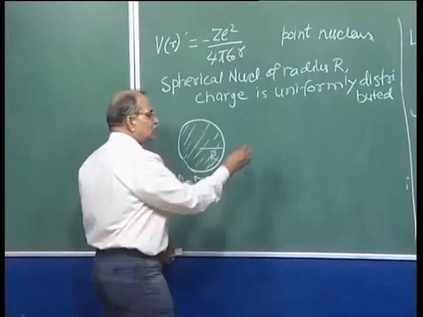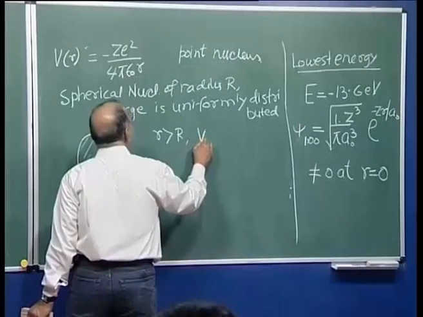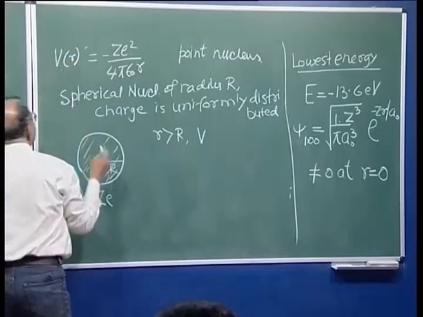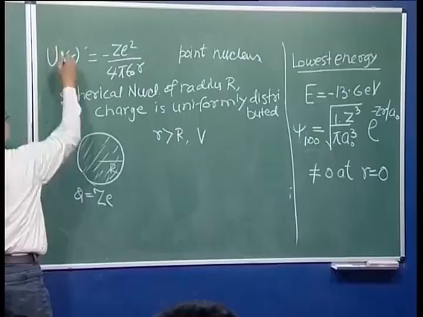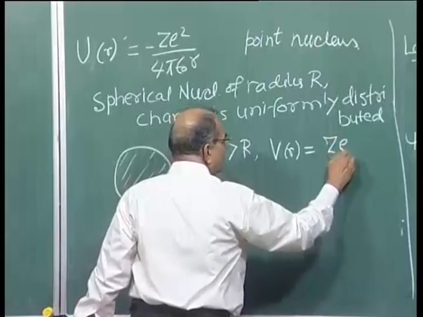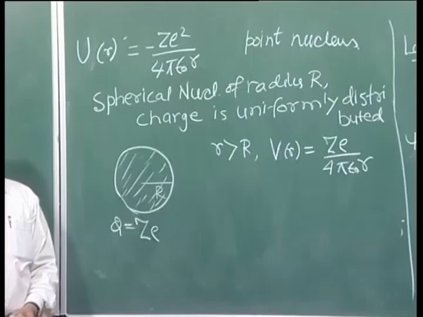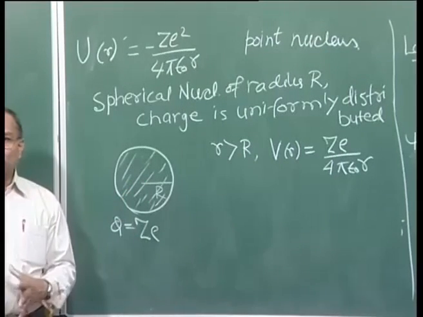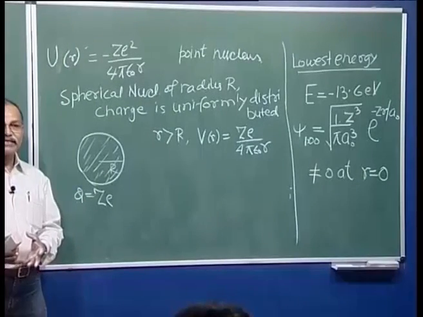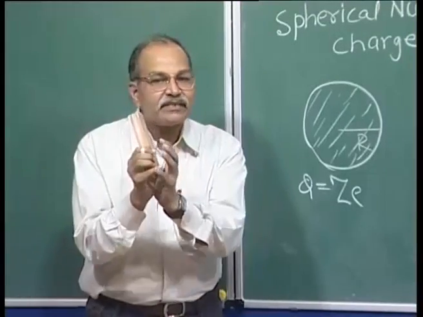So, for outside, for r greater than capital R, V, I am now writing for potential, not for energy. Okay, this is energy. So, let me give some other name. Let me call it U, potential energy. Here I am only writing potential. V at r will be Ze over 4 pi epsilon naught r. Right? This is because for an outside point, the spherical charge distribution can be considered to be a point, everything concentrated at its center, point charge.